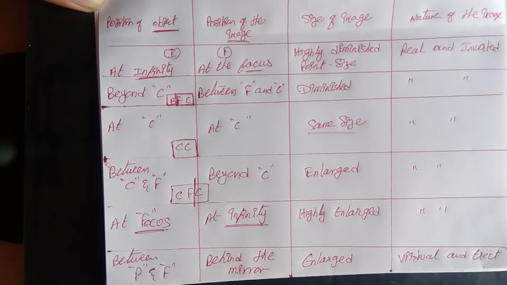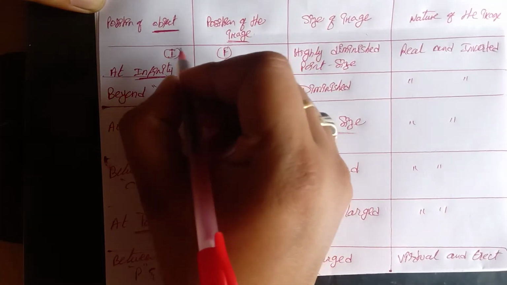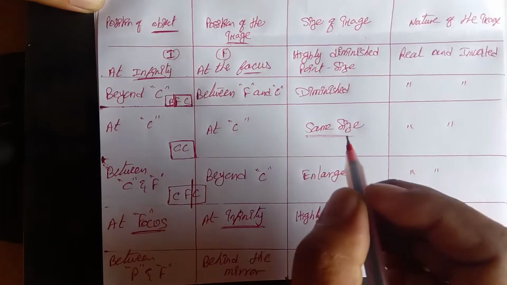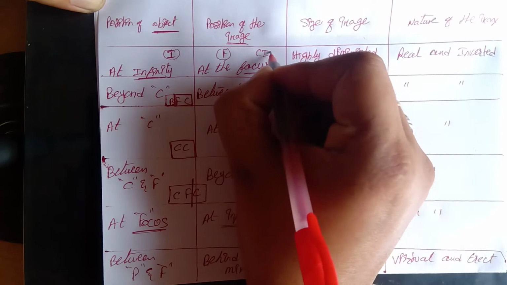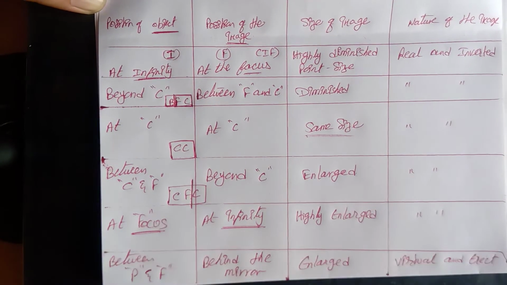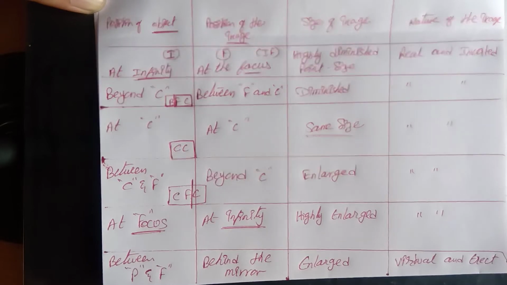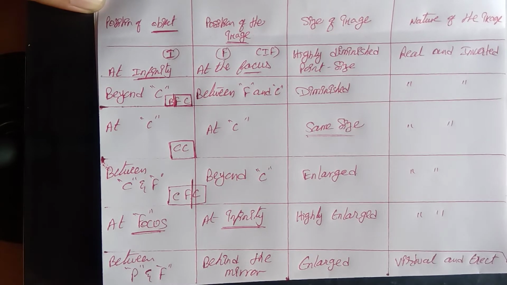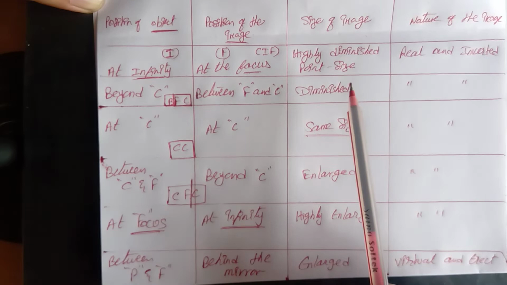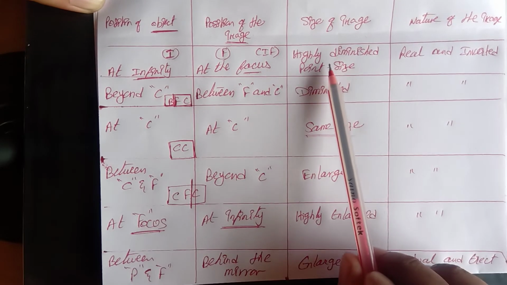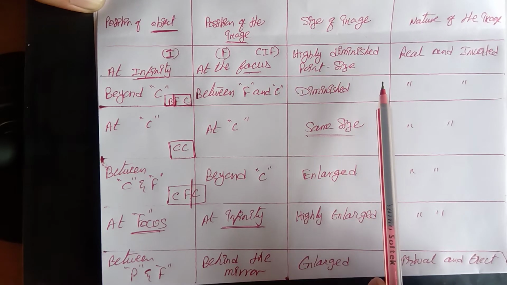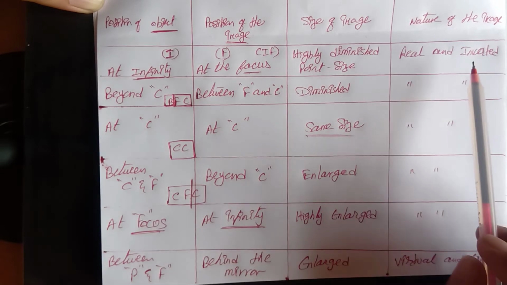So remember the shortcut: IF. If my object is at infinity, my image would be at focus. The size of the image would be highly diminished, point size, very small, but the nature of the image would be real and inverted.